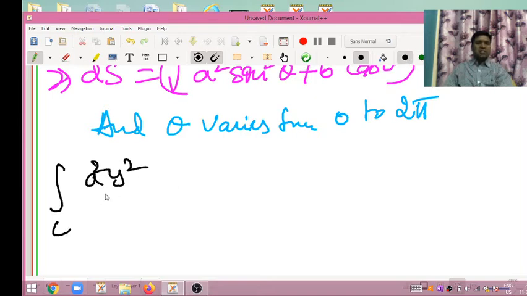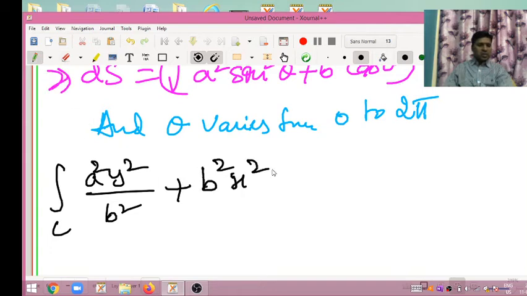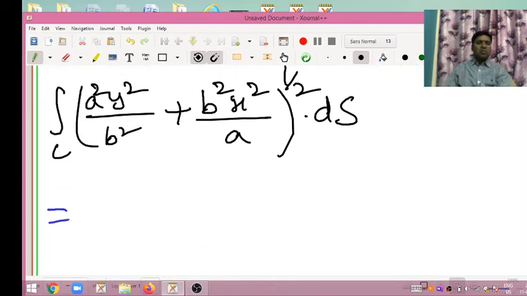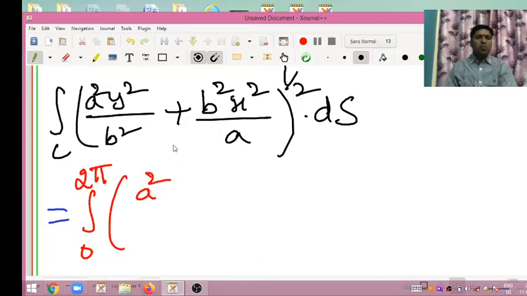a² y²/b² + b² x²/a², whole to the power of 1/2, into ds is given, my dear friends. In this equation we want to apply all these values. Integral C varies from 0 to 2π of a², right, as it is, y².